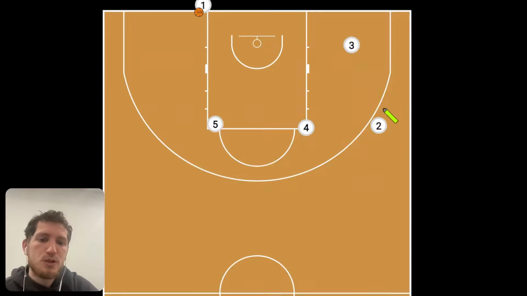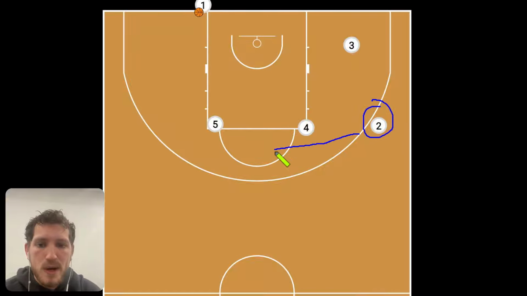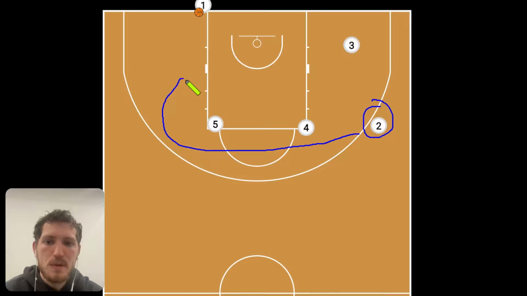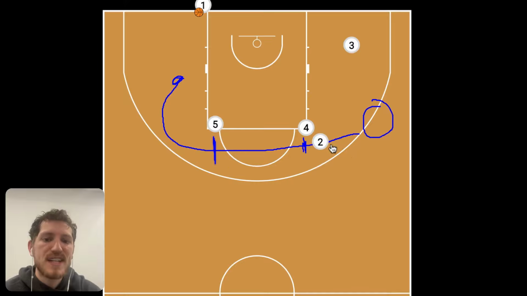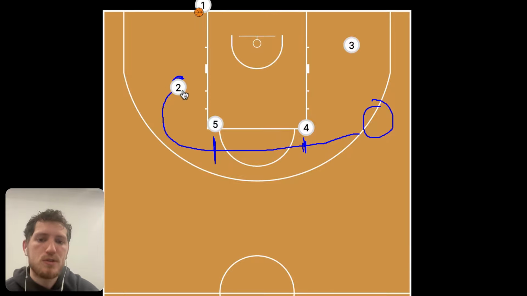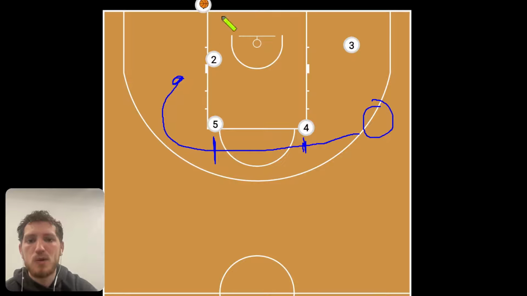But what we're actually looking for here is number 2, who is then going to continue moving all the way around the floor and curl about right here. So number 2 is making that curl. But as that's happening, number 4 is setting the first screen. And then number 5 is setting the stagger screen. So we have 2 screens being set there for number 2 on their way over to the basket. You're either going to get an open shot here, or number 2 can continue moving, potentially get a wide open layup.